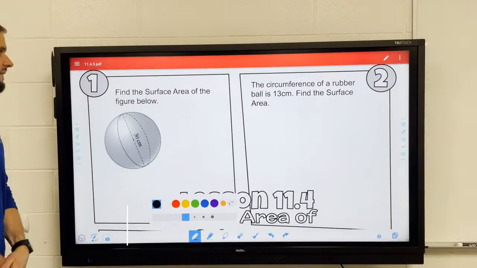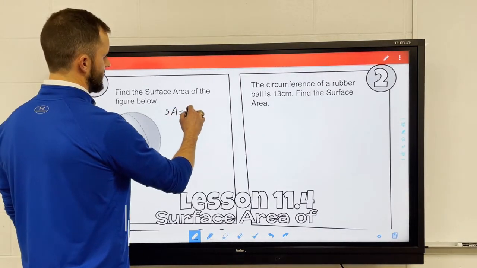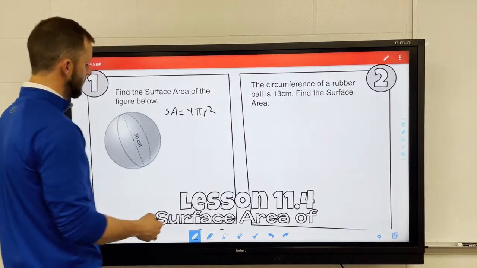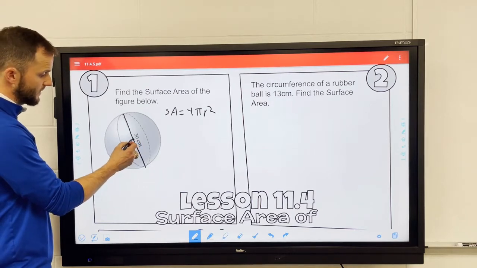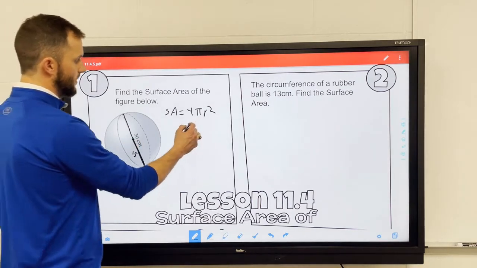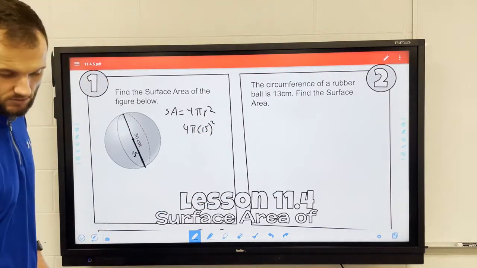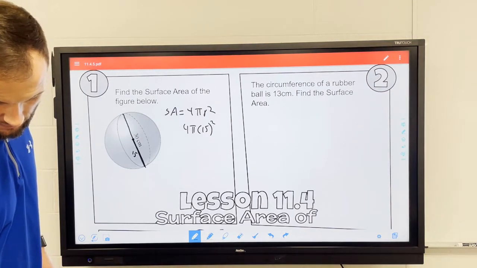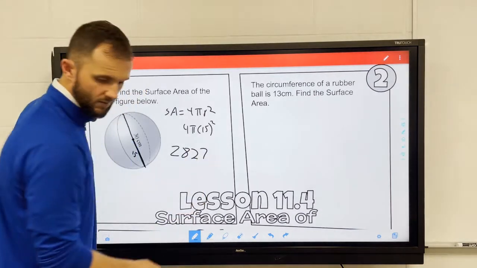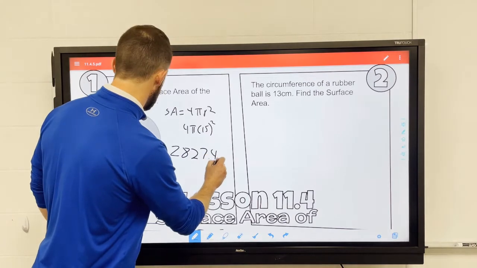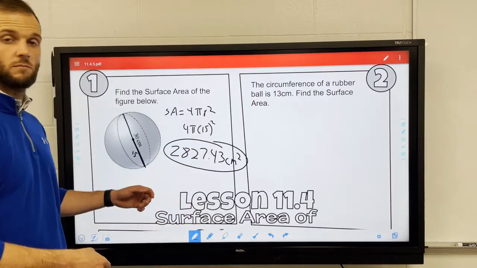Okay, so it wants me to find the surface area of the figure below. And so right now, I know the surface area of a sphere is going to be 4 pi r squared. Well, if you look right now, all the way across the circle is going to be 30. I know the radius is from the center to the side, so that's going to be 15. So I'm going to plug 15 in for r there, and I'm literally just going to multiply it all out. So I'm going to do 4 times pi times 15 squared, and that should give me 2,827.43, and that's going to be centimeters squared because I'm dealing with area. And I'm done. Pretty basic.